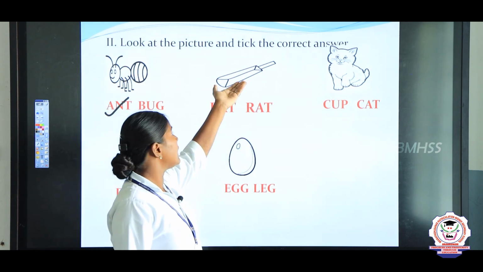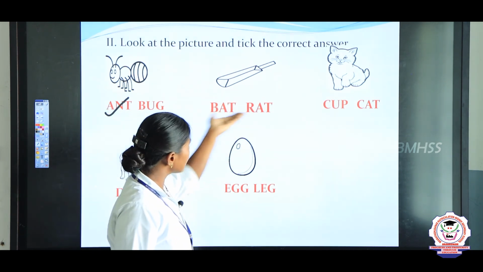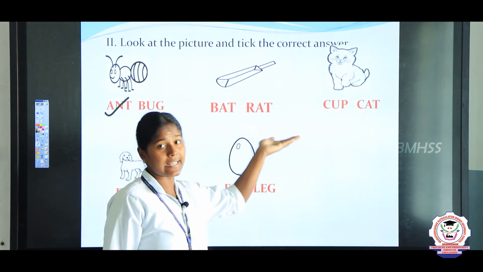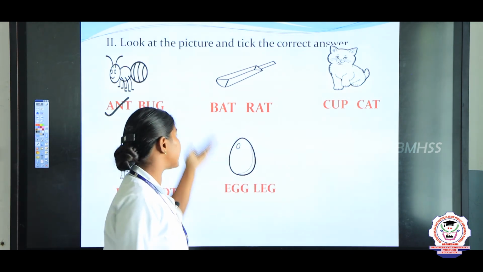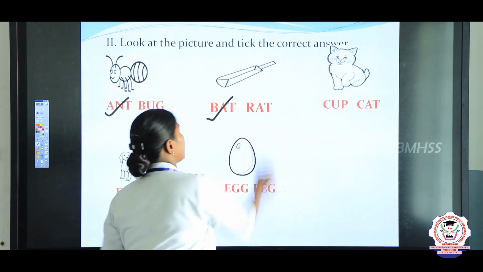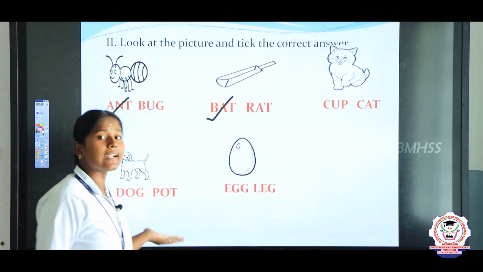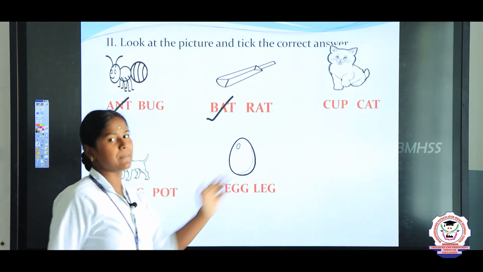For the second one, bat. In this there are 2 different words. One is B-A-T, bat, and the next one is R-A-T, rat. Which is the correct one? The first one. So tick the bat. Likewise, you're going to tick the correct word for these pictures.